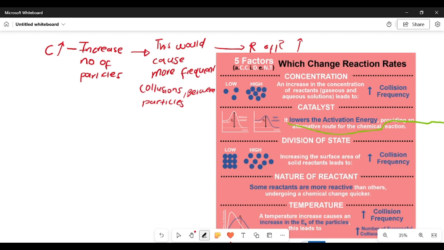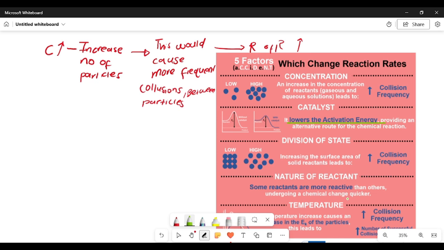Remember, what exactly is the activation energy? This is the minimum energy required for a reaction to take place, right? So let me just try to highlight this here, right? So it reduces the activation energy, which is the minimum energy required for a reaction to take place, right? Now, as a result, more particles would have enough energy to react, right? Because it doesn't mean that all particles have the same energy. There are different energy levels, right?